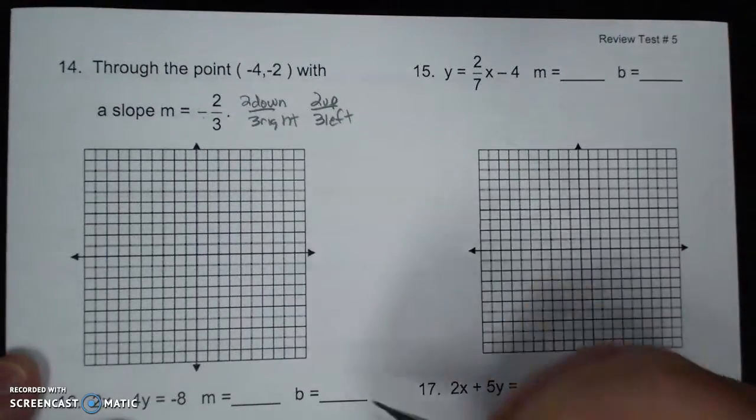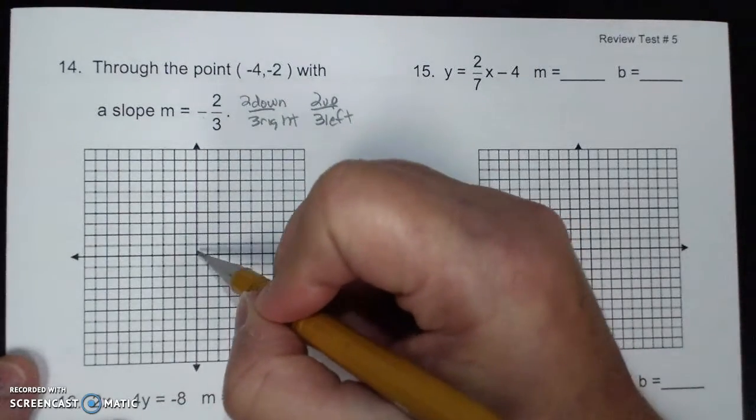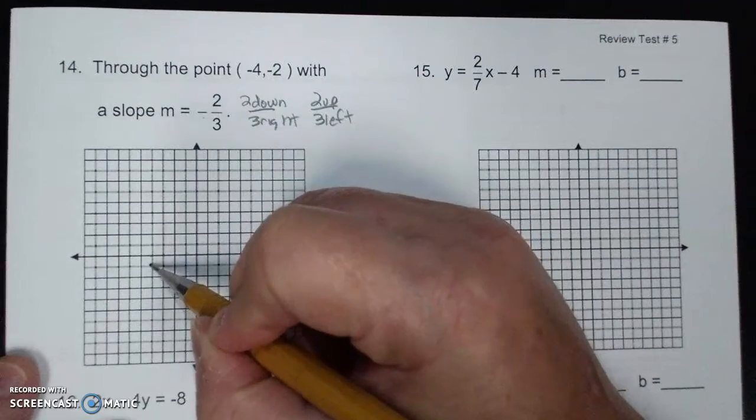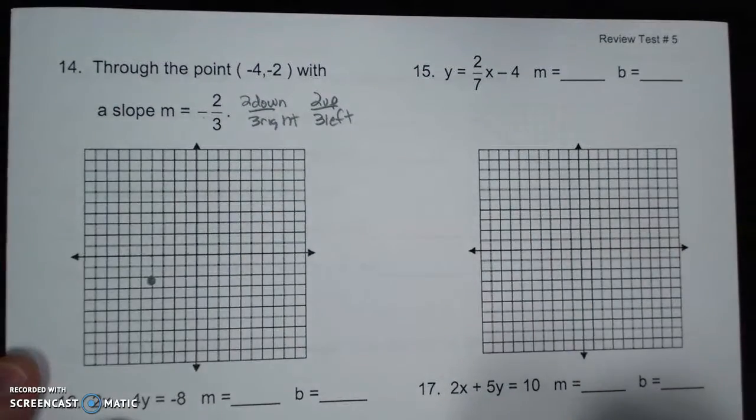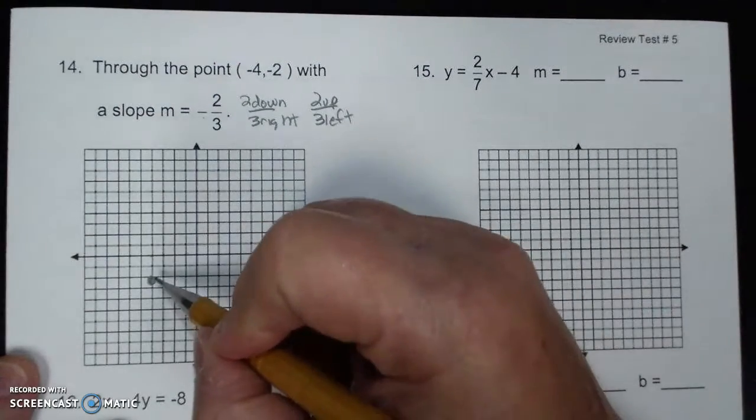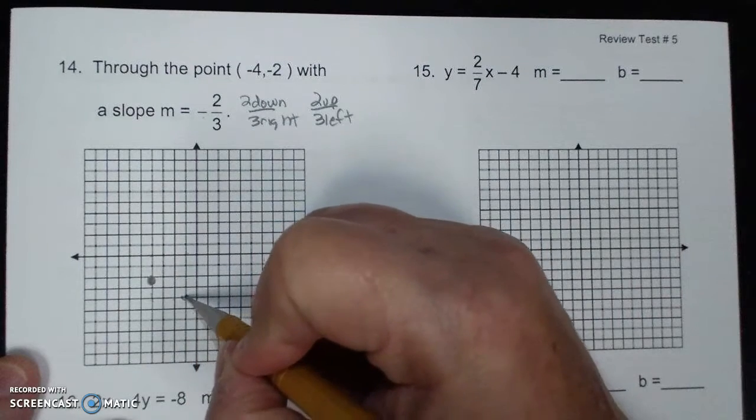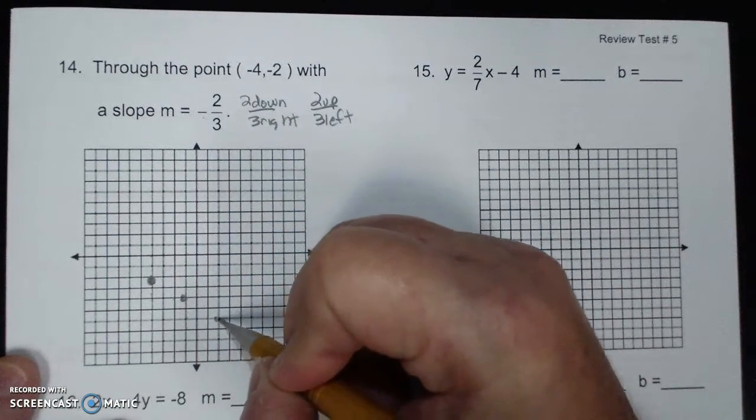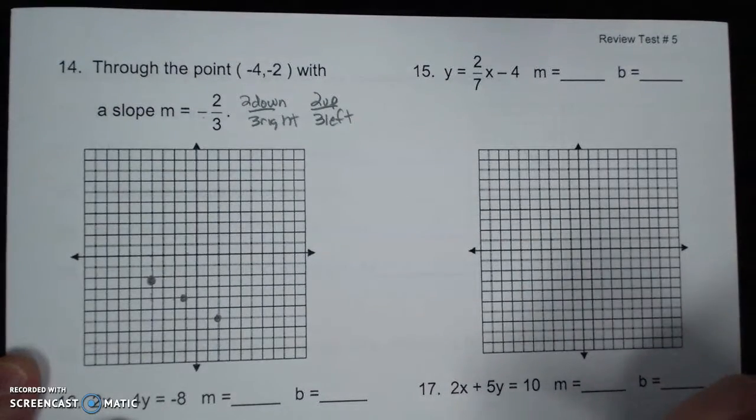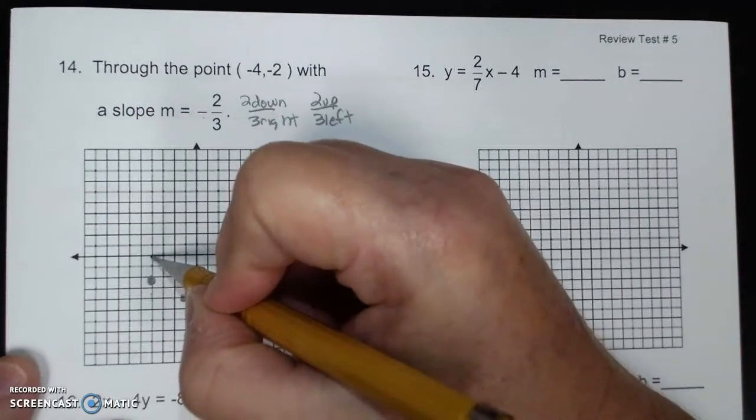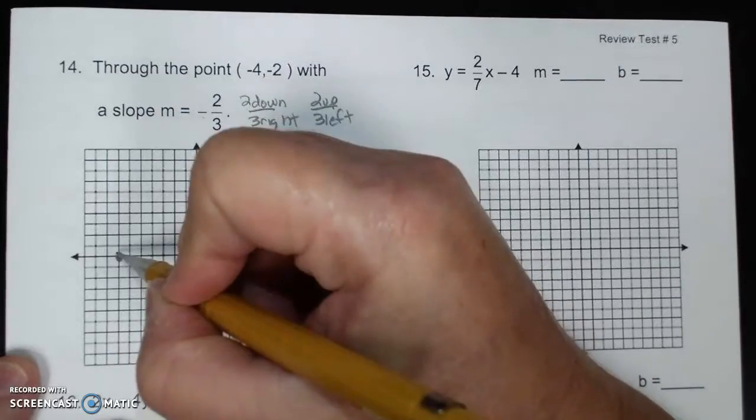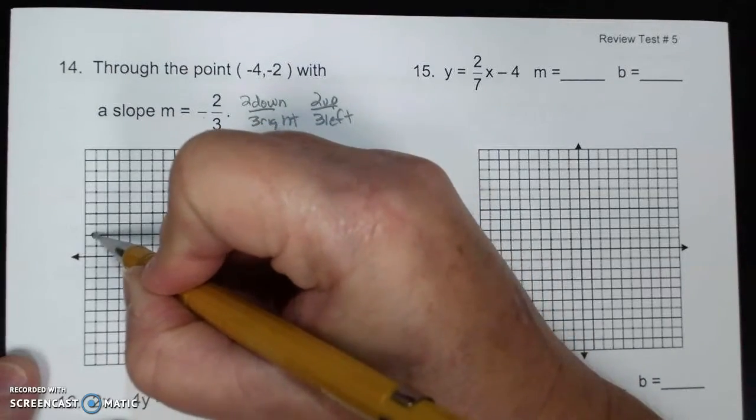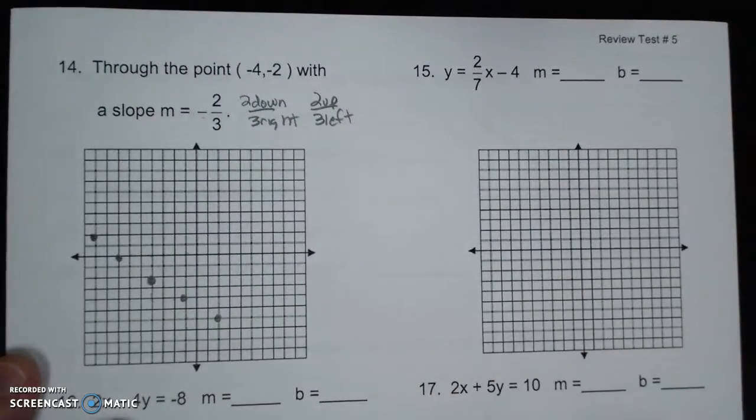So I'm going to start at negative 4, negative 2. 1, 2, 3, 4, 1, 2 is where I start. And I'm going to go 2 down, 3 right, 2 down, 3 right. I'm also going to go 2 up, 3 left, 2 up, 3 left. In class you would connect those. Graphing on the computer, you're just going to give me the dots.